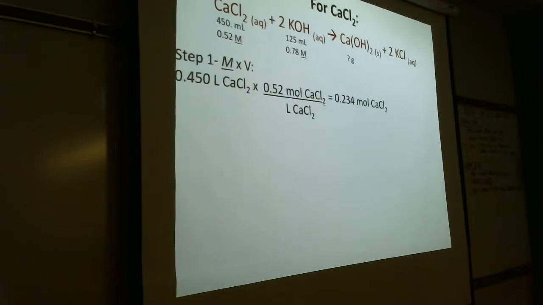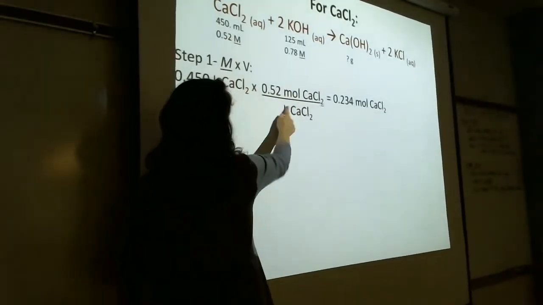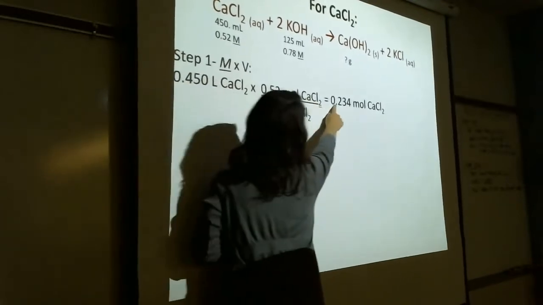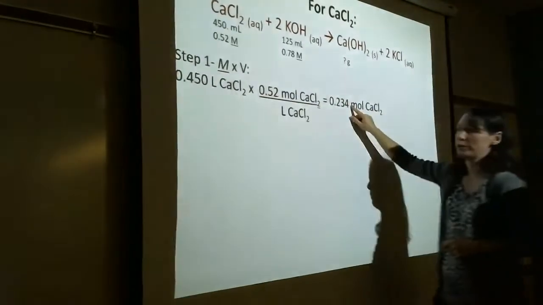So step 1, we're going to convert our molarity and our volume into moles, right? Volume times molarity gives me moles, because liters cancels. So 0.45 times 0.52 gives me 0.234, right? Liters cancels, so that's how I'm left with moles.